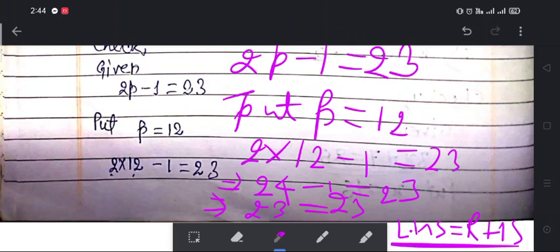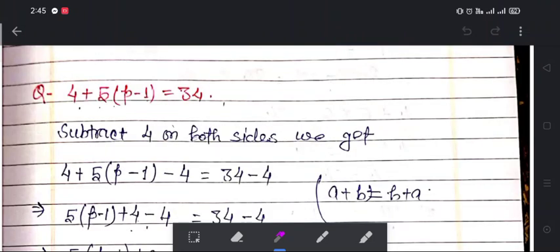Our solution is true. So I hope, students, the solution of these two questions and the explanation is clear to everyone. Now let's see one more question.